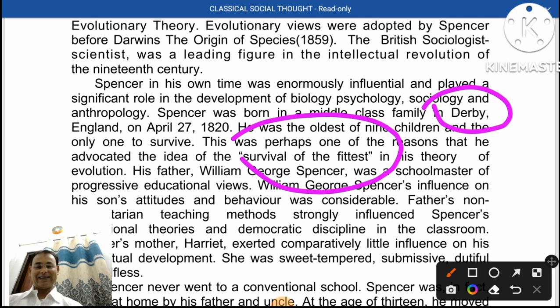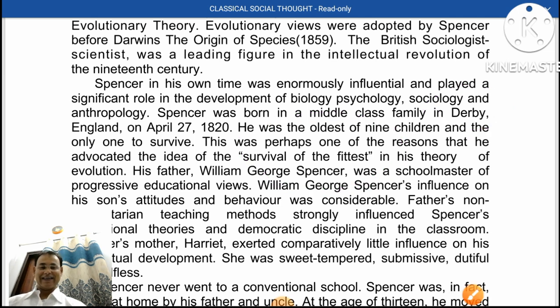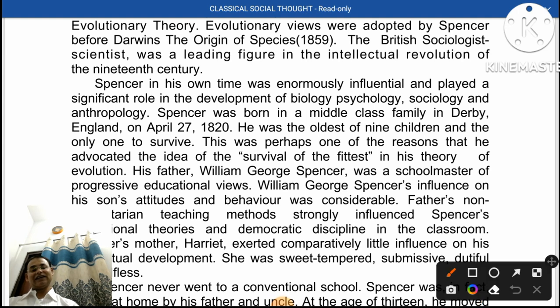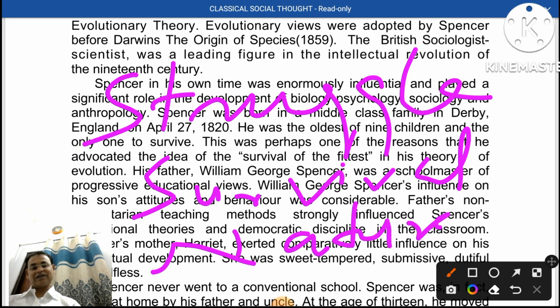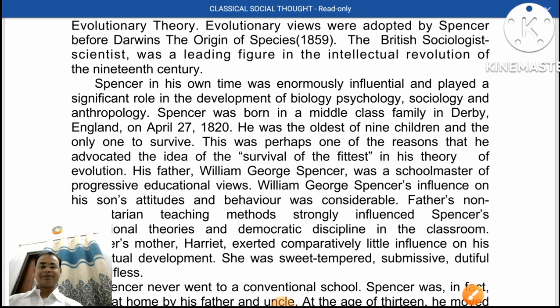This theory comes from the background of Herbert Spencer in his theory of evolution. Herbert Spencer took the theory from Darwin that is mentioned in Origin of Species: struggle for existence, survival of the fittest, and natural selection. You must remember this is also asked in examinations.